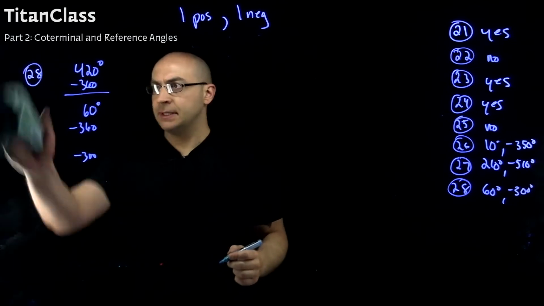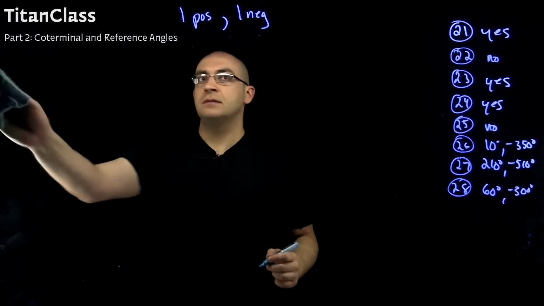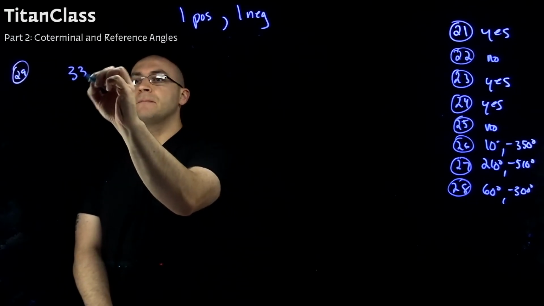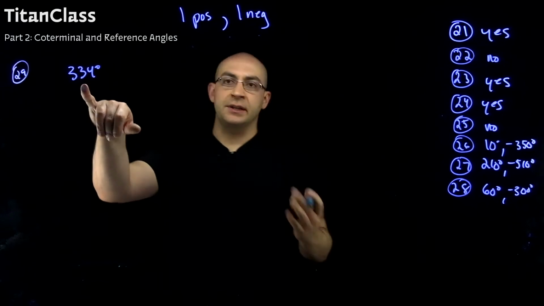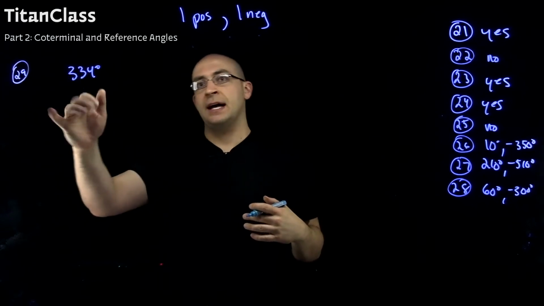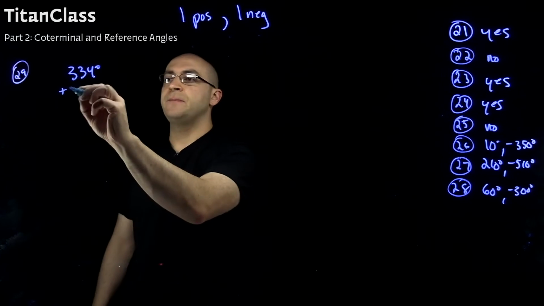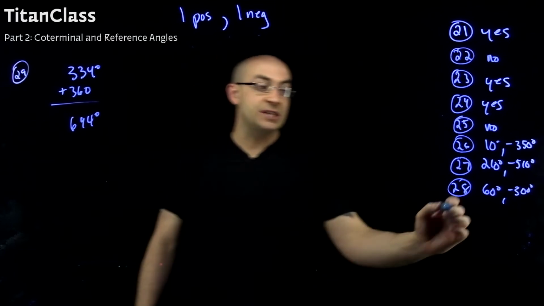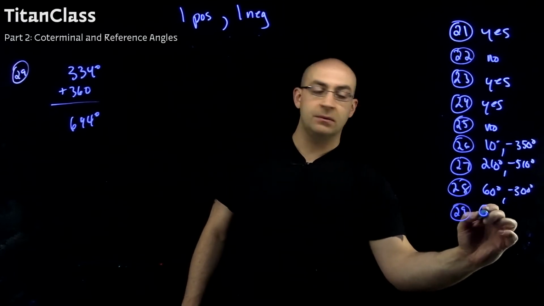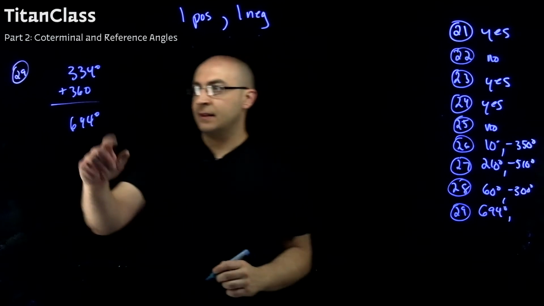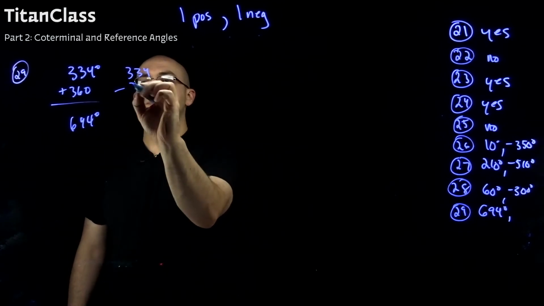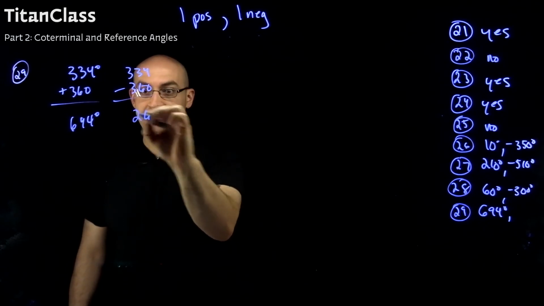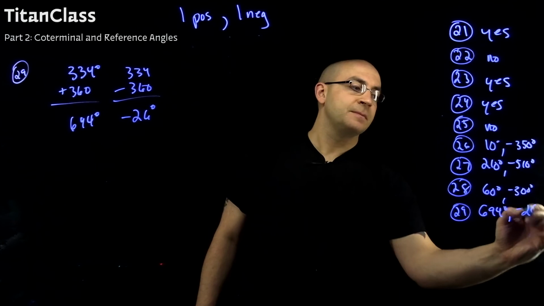Okay? I think there are two more in the set. Number 29, 334. This value is just a little under 360, so I am going to be adding for one side and subtracting for the other. Let's add first one full revolution's worth. That's going to give me 694 degrees, which is my positive coterminal value. And then let's go back and subtract 360, which is going to give me negative 26 degrees. That's my negative coterminal.